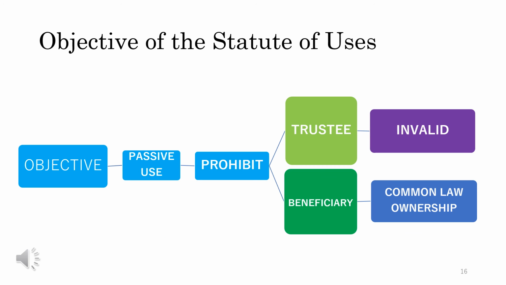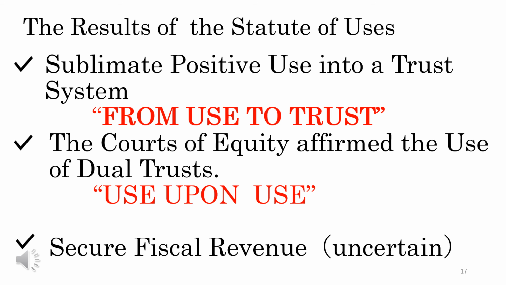Legally, the Act invalidated the transfer to the trustee, which was a direct transfer to the beneficiary. Since the beneficiary becomes the owner under common law and the transfer is between the trustee and the beneficiary, it became possible to demand feudal land burden. As a result, the positive use of the trustee as an intermediary, which was the original form of the transfer, was affirmed. As an effect of the enactment of the Statute of Uses, positive use was sublimated into the trust system. Eventually, dual trusts were allowed, and use was elevated to trust.